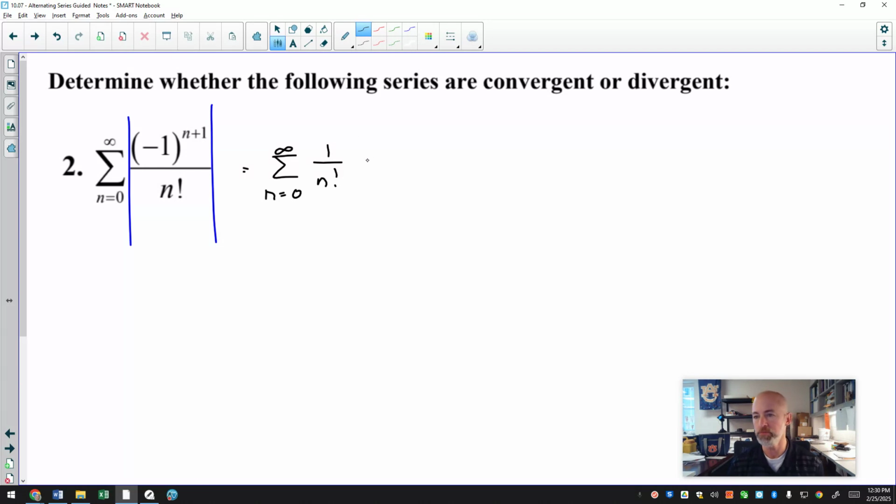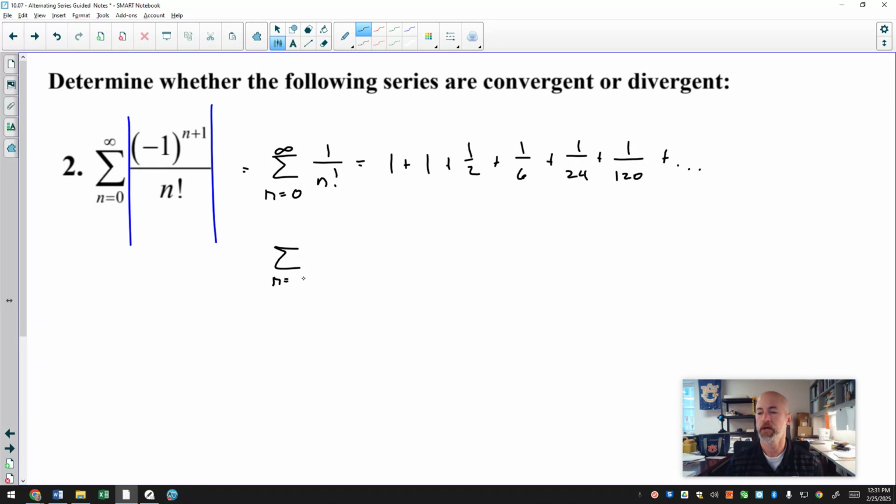But just to show with maybe a direct comparison, if you expand that out, 1 over 0 factorial is actually 1, so that's 1 over 1, plus 1 over 1 factorial is 1, plus 1 over 2 factorial is 1/2, 1 over 3 factorial is 1/6, 1 over 4 factorial is 1/24, and I'll do one more. 1 over 5 factorial is 1 over 120. And it goes on. I'm going to do a direct comparison to the p-series.